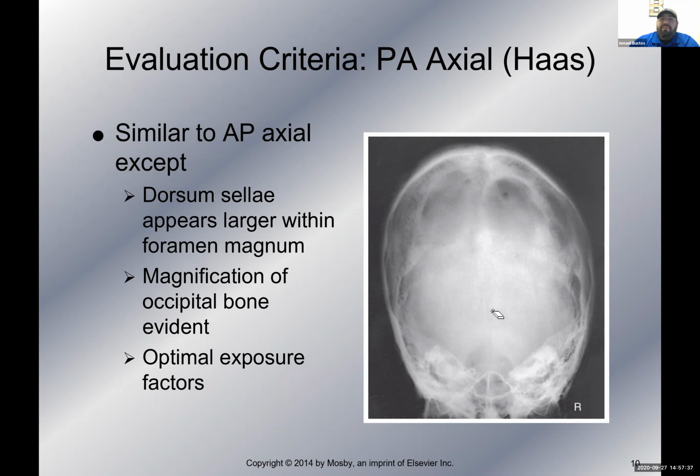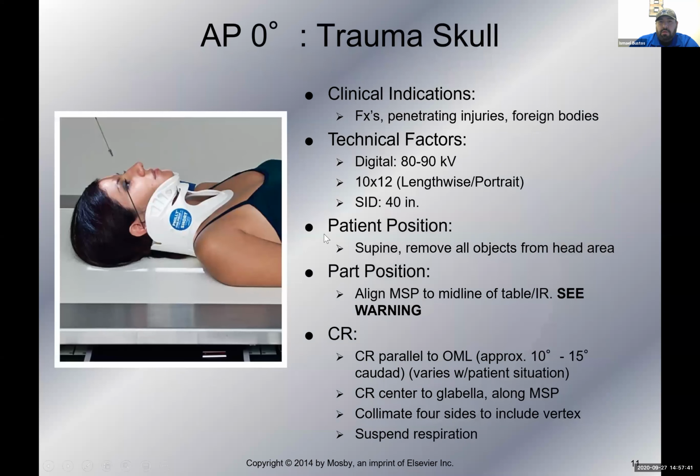Okay, so that was the PA axial Haas projection. Now let's talk about the 0-degree trauma skull. This one is on page, what page did I tell you? I think it was like 590. Yeah, 590 exactly. If you look on page 590, you'll see that they combine the AP 0-degree and the AP reverse Caldwell together on the same page because the positioning is the same. The only thing you're going to change is the angle and the centering point.